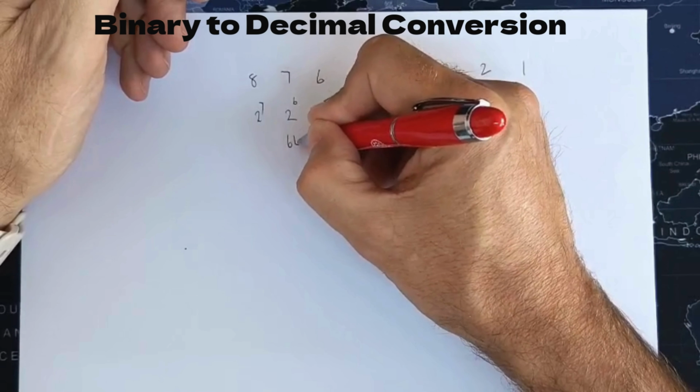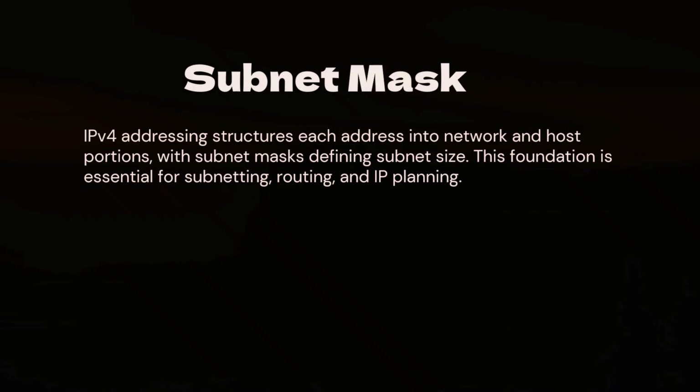Now, each IPv4 address has two main parts: the network ID, which identifies a unique subnet, and the host ID, which identifies a specific device on that subnet. Think of it like your home address. The network ID is the street name, while the host ID is the house number. Without both, the packet can't reach or find its destination.